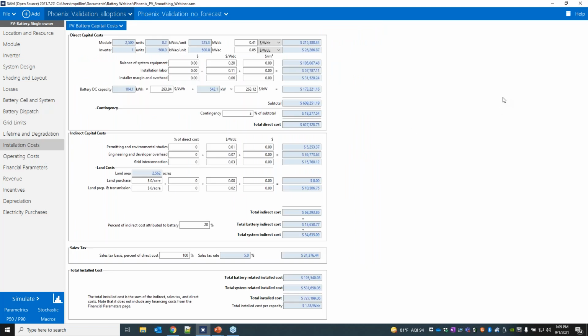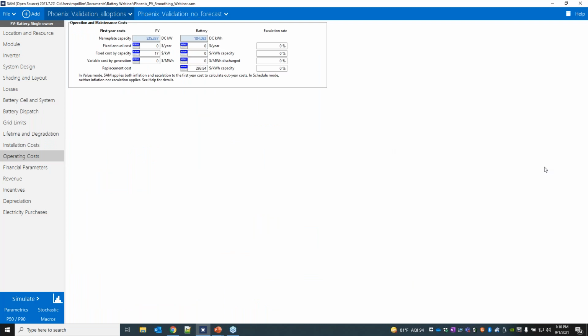Finally, I'll go over some important cost inputs that are very relevant to the levelized cost of storage calculations. Specifically for battery capital costs, we have line items for a $1 per kilowatt hour capacity charge and a $1 per kilowatt power charge. And these scale by the size of the system to get you a battery capital cost. You can specify a percentage of the indirect capital costs that are attributed specifically to the battery system. And these values are summed along with the sales tax considerations to get a total installed cost related to only the battery system.